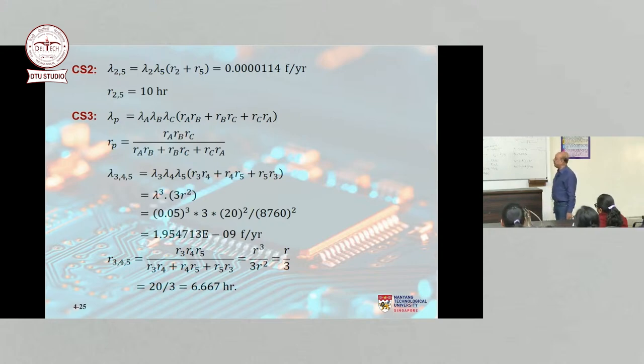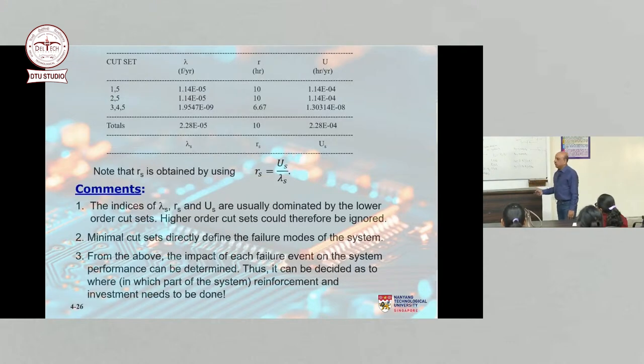Otherwise, you will not get the right value. Okay, and the average repair time is just 20 hours divided by 3 because they are all in parallel. So we can write it in the form of a table: cut set number 1,5; 2,5; 3,4,5. The lambda for that cut set, the unavailability for that cut set, and then you want to find the effective R. Then it is U divided by lambda.